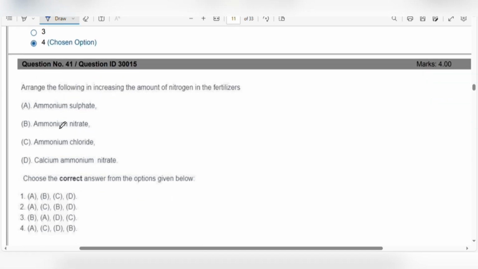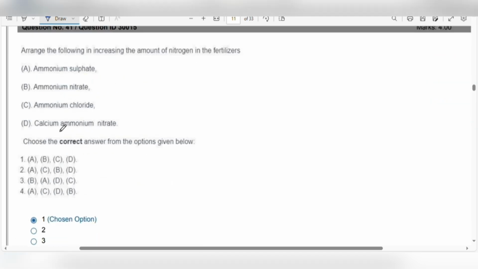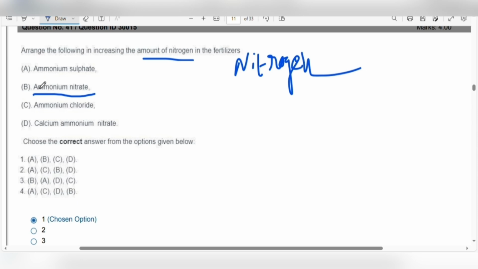Moving on. Arrange the following in increasing amount of nitrogen in the fertilizers. This is also a very good question from the soil fertility, the nitrogen chapter. You have to remember the percentages. Even if you don't know all, they have given the question in such a way that if you know one, you can answer it very easily. So here ammonium nitrate, we know ammonium nitrate contains nitrogen both in ammonium form and nitrate form. So we can expect it contains more nitrogen than all the others. So ammonium nitrate contains around 34% of nitrogen, right?